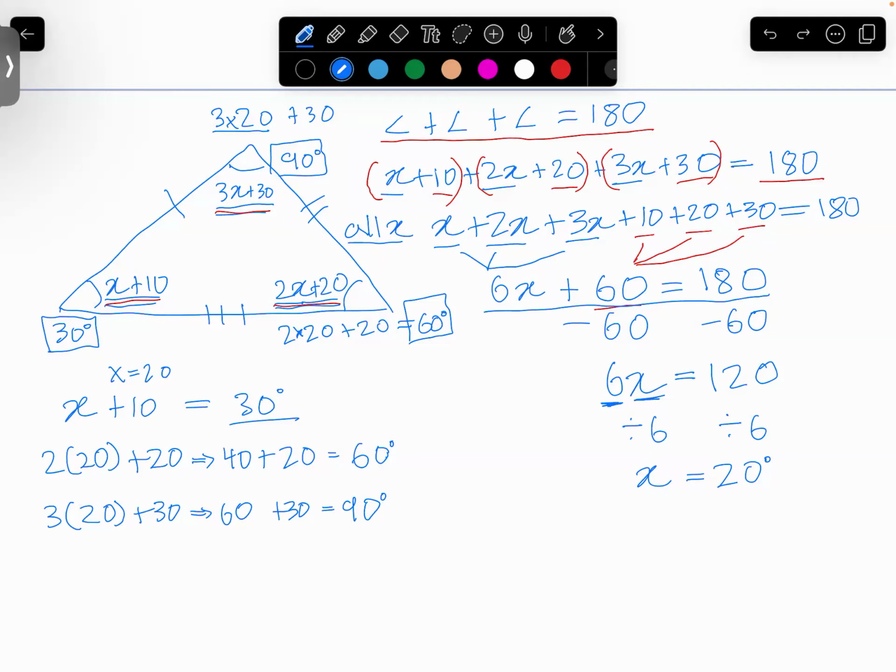x plus 20, x of negative 20, what does that mean? 40 plus 20 equals... what is x plus 20? x plus 20 plus 20.